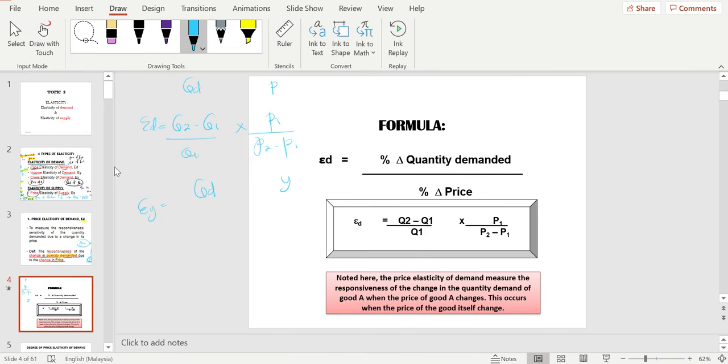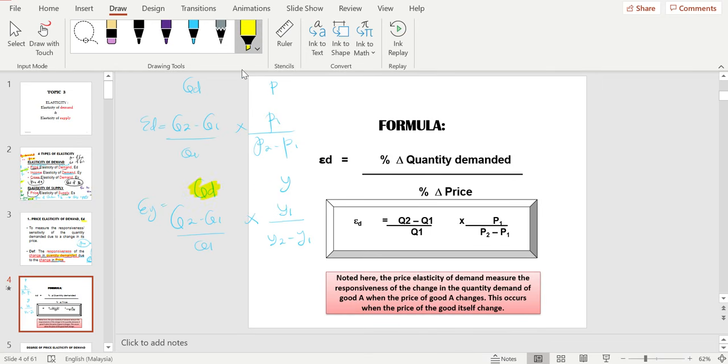Income short form dia Y kan? So, you just hafal one formula, quantity demand is Q. So, you put lah Q, Q2 minus Q1 over Q1, same formula like above. Cuma kat sini dia akan berubah, Y1 over Y2 minus Y1. See, as simple as that. Tukar je alphabet dia tu.